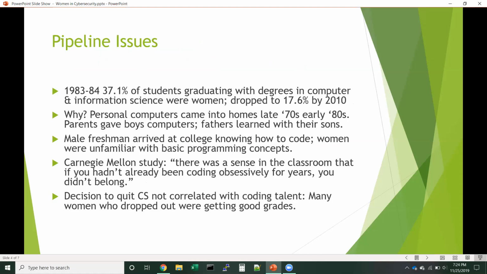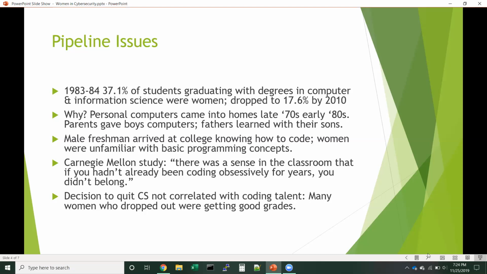What was going on? Well, they associate that with personal computers coming into the home, boys getting a lot of support in learning to use them, working with their dads. Girls weren't getting that same kind of support. So they got to college, girls didn't know how to code, they never really dealt with a computer before, boys were already pretty experienced coders. That was an incredibly intimidating environment for young women, college freshmen. And so they tended to drop out, even if they were actually doing perfectly well in the classes. Even some of the top performers ended up dropping out because they felt like they didn't belong there.